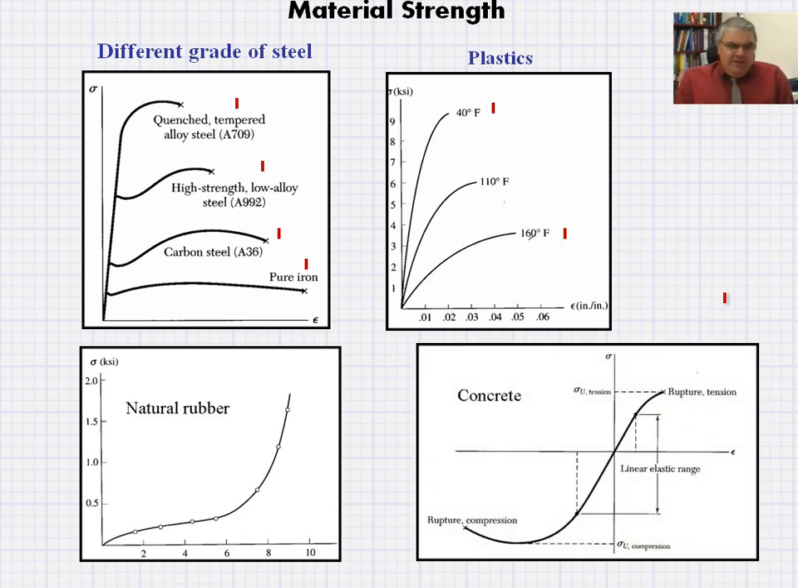This curve, the last curve on the bottom right hand side of the screen, shows the stress strain diagram for concrete. And this area up here of the stress strain diagram shows the properties of concrete in tension, and this lower area on the lower left hand side shows the behavior of concrete, the properties of concrete under compression.